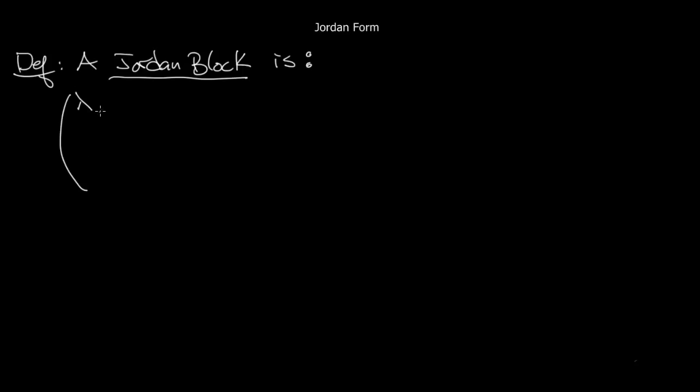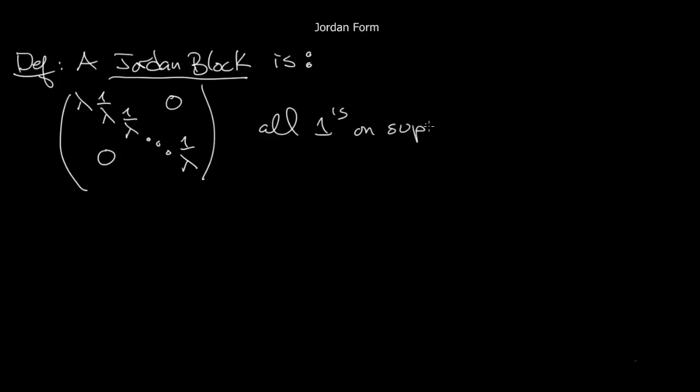All right, so here's the definition. A Jordan block is a matrix of the following form. It's a single value lambda down the diagonal, and a 1 on every super diagonal position. So they're all 1s just above the diagonal. And a Jordan block is, by definition, just a matrix of this form.